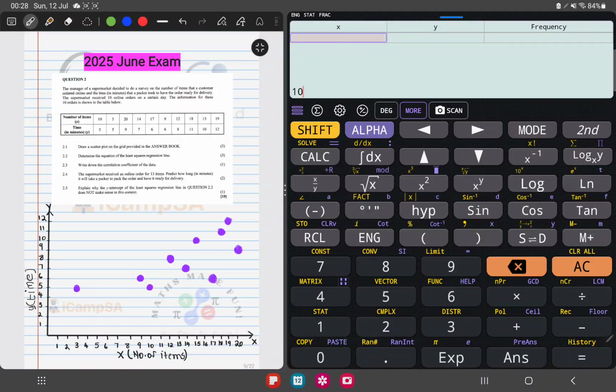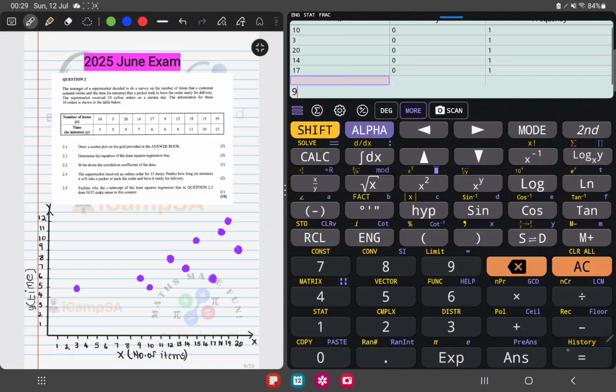So you'll see that I'll have 10 equal to, 3 equal to. I'm putting in the X values, okay? You should also do the same thing on your calculator. So I have 10 and 3, then 20, then 14, 17, 9, 12, and then 18, 15, and then 19.